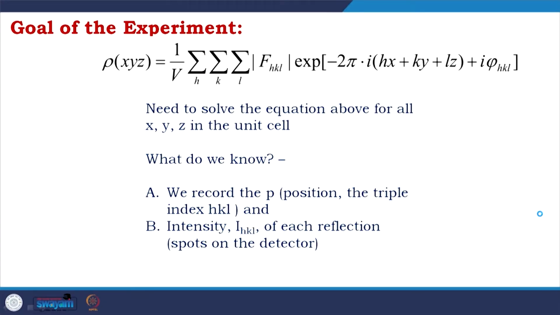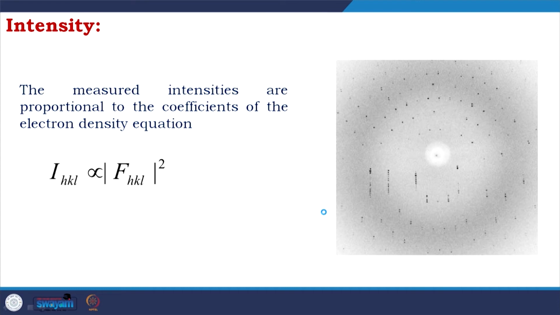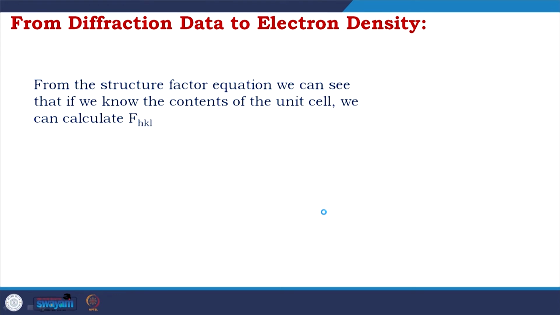So, we talked about what the problem is. Through theory we try to understand that this is the phase problem, and a large part of the development of crystallography is devoted to solving it. So, this is the electron density equation. We need to solve the equation for all x, y, z in the unit cell. What do we know? We record the position, the triple index HKL, and the intensity I_HKL, which is proportional to the structure factor squared of each reflection, which we get from the spots in the detector, the diffraction pattern. As we talked about, the measured intensities are proportional to the coefficient of the electron density equation. So, from the structure factor equation, we can see that if we know the contents of the unit cell, we can calculate F_HKL.